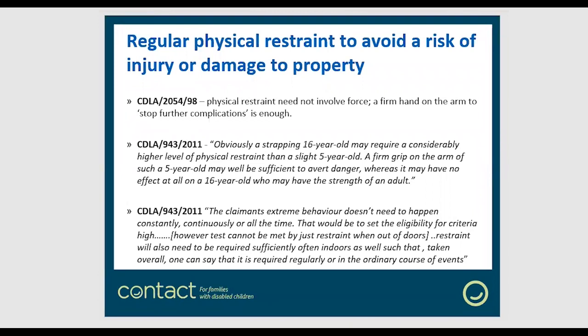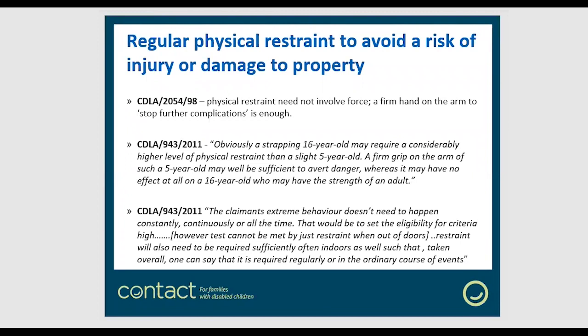The other question that comes up is about what's meant by regular. Again, we'll see a lot of decisions where parents will phone us and read out part of the DLA decision letter, and it will say something like, the child doesn't meet the test of severe mental impairment because they don't need physical restraint all of the time, or they don't need continuous restraint all of the time. And the problem is that that is not what the test is. There's no requirement that the child requires restraint all of the time, constantly or continuously.